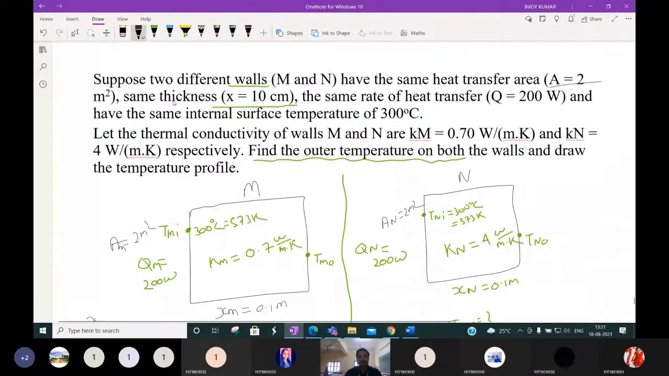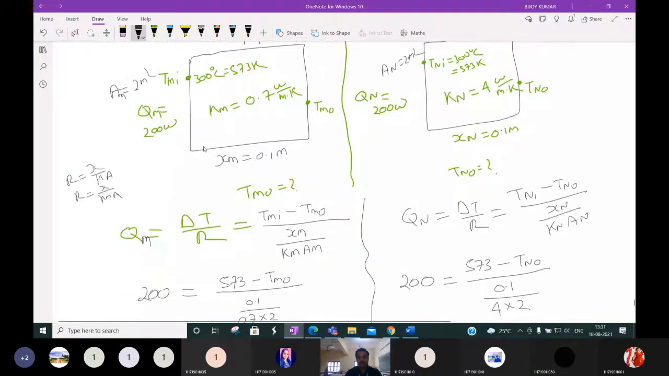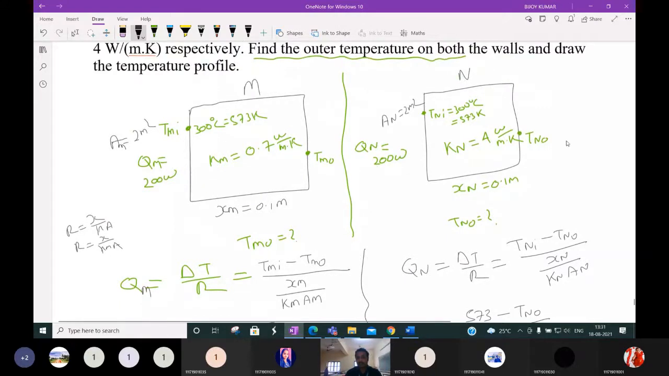Okay, so just to make a little bit of correction. Two different furnace walls. Furnace, you know, is where we are generally heating things. It means inside the furnace the temperature is generally higher. So the inside temperature will be generally higher than the outside, in both cases. So then it was asked to find out the outside temperature. So how to find it out?